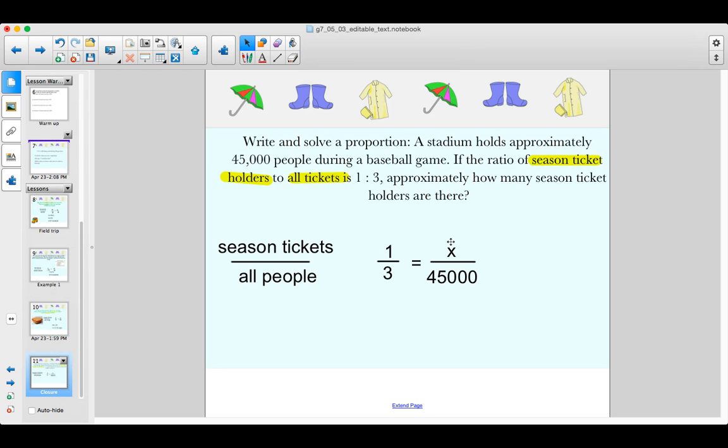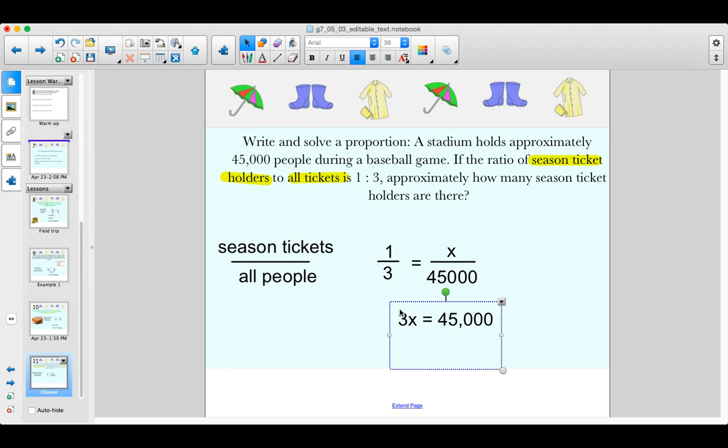You again could have used cross products for this. You also could have seen the relationship of how to go from 3 to 45,000. So whatever really works best for you. Either way, you would end up getting 3x equaling 45,000. If you divide it by 3, you would find that 15,000 people are season ticket holders.